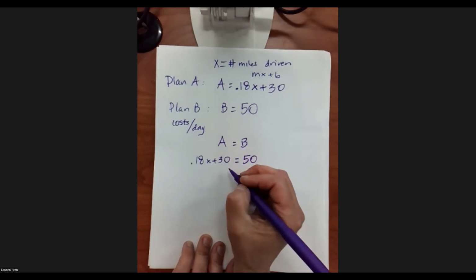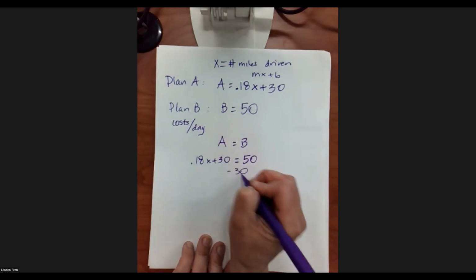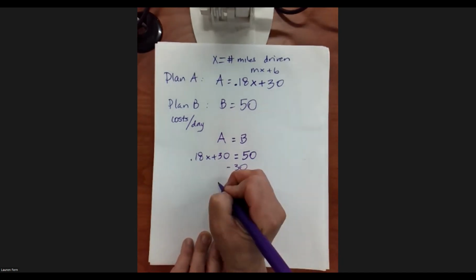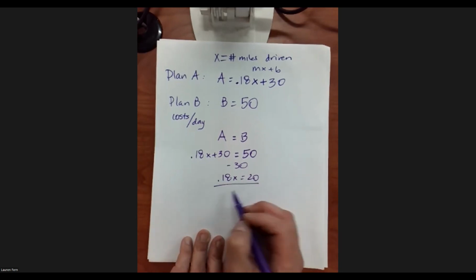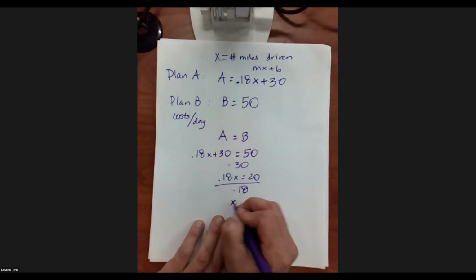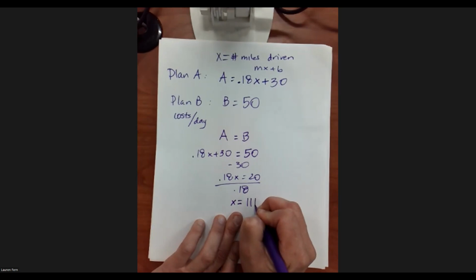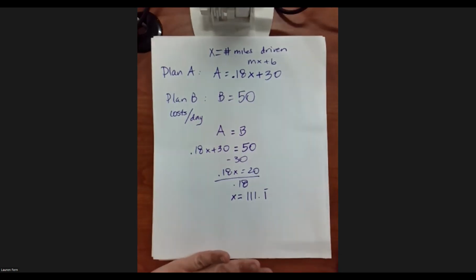Yep. What would be my first step? You got it. So we'll subtract 30 from both sides. You get 0.18x equals 20. Divide both sides by 0.18. And you're going to get x to be 111.1 repeating. I did the computations beforehand. Is that 111.1? Yeah.